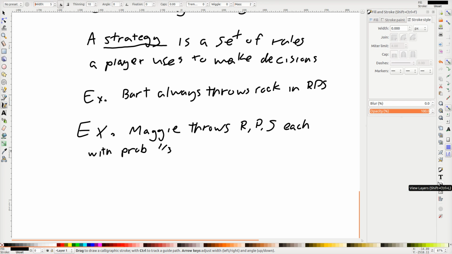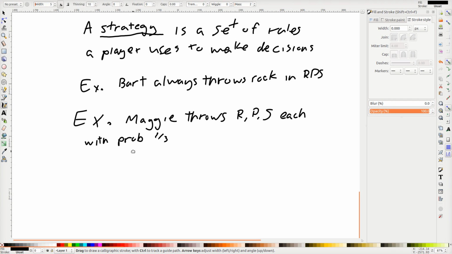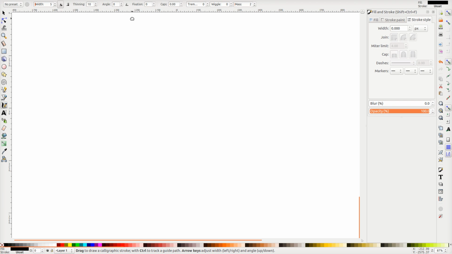A strategy here is specifying the probabilities with which she takes each action. She can't change her one third, one third, one third, but she can change what she throws from game to game. She's allowed to go onto random.org and generate a random number that way. That's okay in a strategy. So these two strategies illustrate adjectives that we can associate to the word strategy.